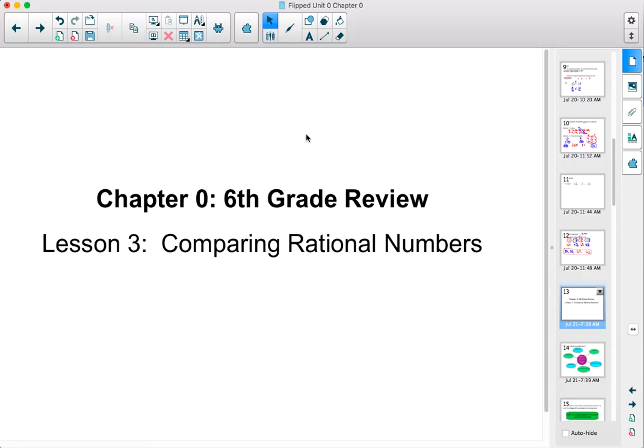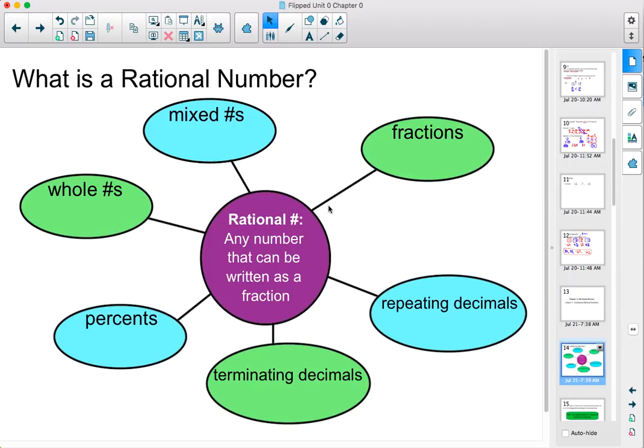Okay, this is our third lesson in Chapter 0. We're still in the 6th grade review here, and we're going to talk about comparing rational numbers. We have some very important vocab here, so make sure that you take some good notes. Our first vocab word is a rational number.